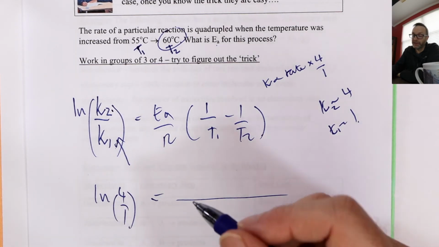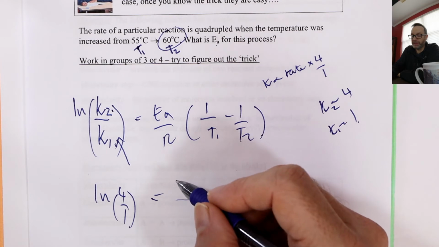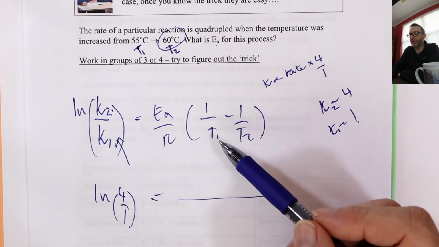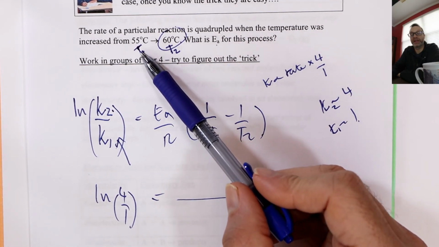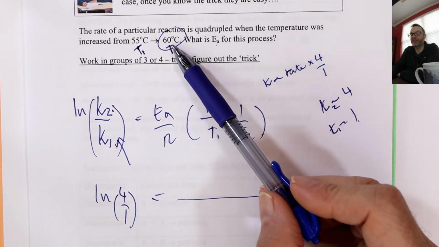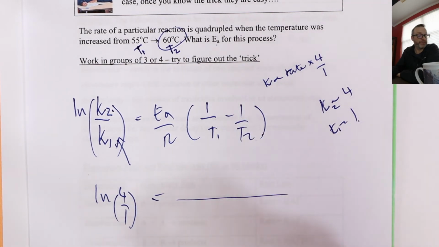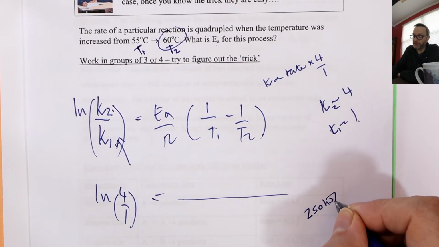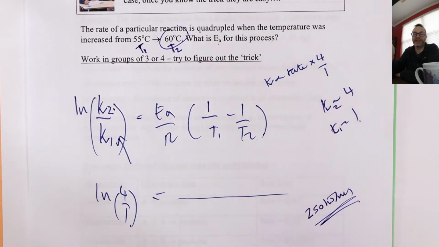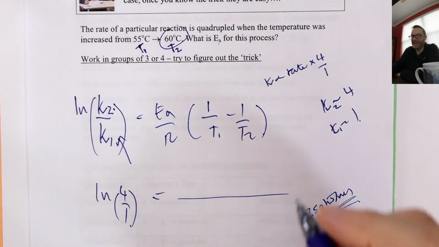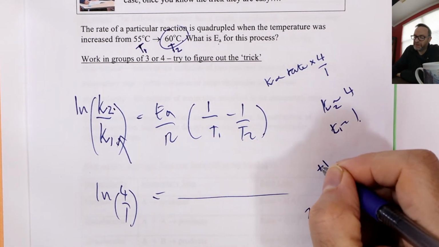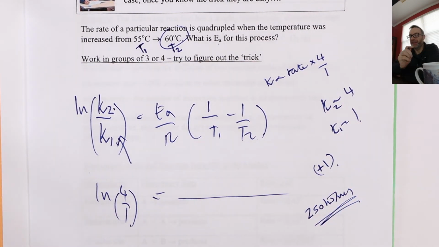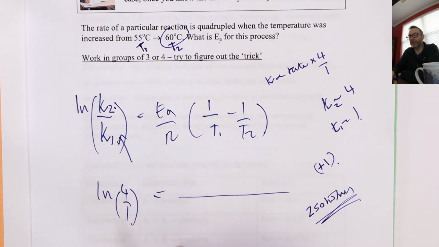All right. So then we can put in Ea over R, 1 over T1, which will be 55 in Kelvin, 1 over T2, 60 in Kelvin. Work it through. You should get 250 kilojoules per mole. Okay, try it. I'm super generous, right? Take a picture of your notes. If you work it through and you get 250 kilojoules per mole, you're good.